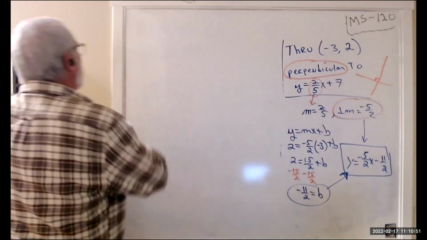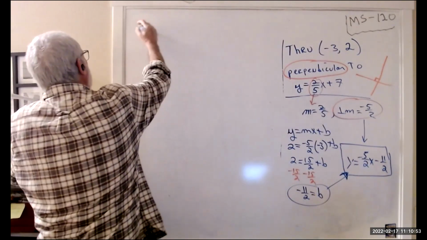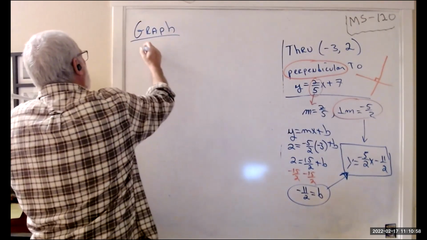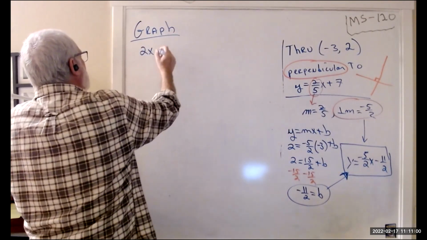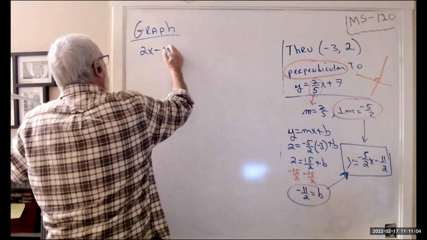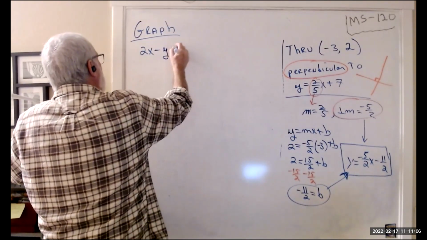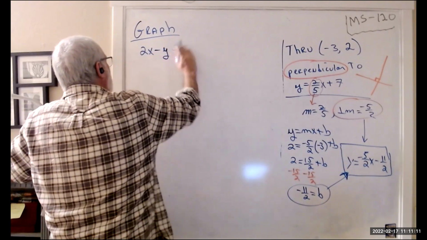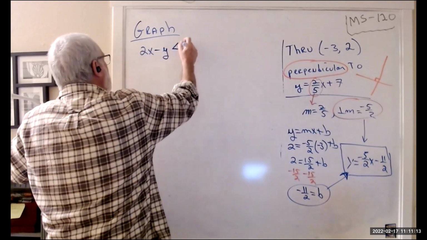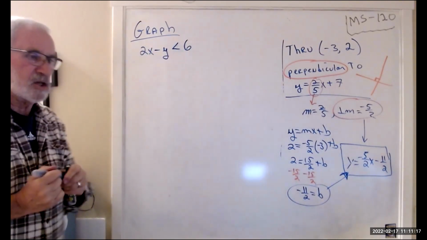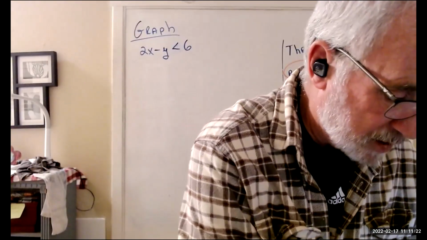So, as a quickie review, I want you to graph 2x minus y is less than 6. Okay, I'll be nice. 2x minus y is less than 6. That's pretty normal. Your notes from last night should be able to deal.